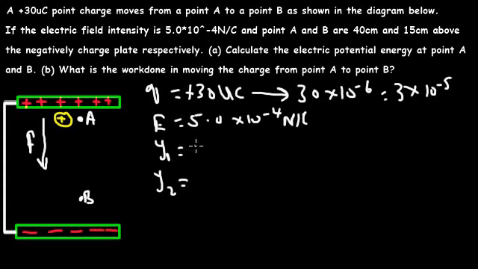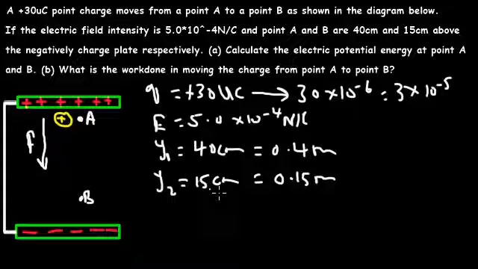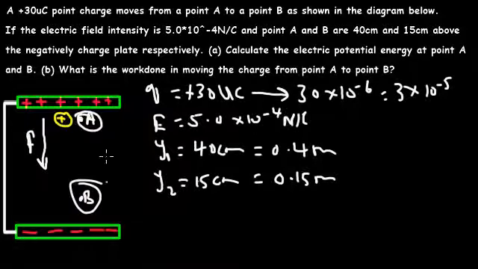So Y1 is 40 centimeters, which we have to have in meters. Y2 is 15 centimeters, which you also have to have in meters. 40 centimeters to meters is 0.4 when you divide by 100. Then 15 centimeters to meters, when you divide by 100, you should have 0.15 meters. Perfect. Now we have everything we need to determine the electric potential energy at each of these points.